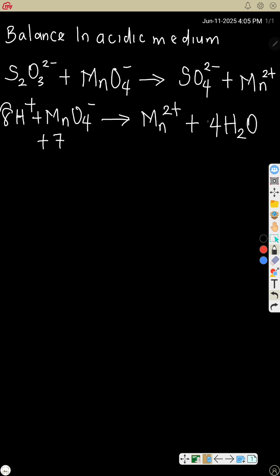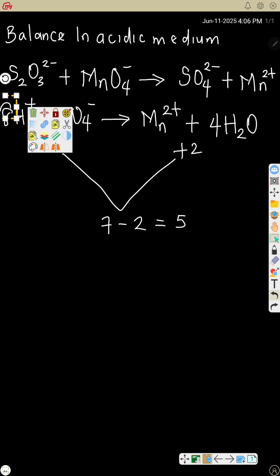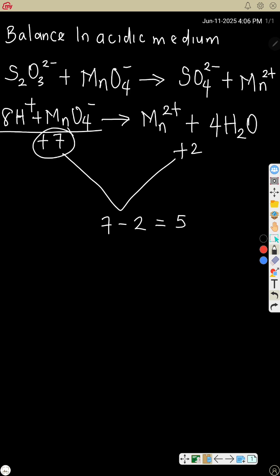So what is the total charge here? The total charge here is 2 plus 0, that's plus 2. So find the difference in the total charge. 7 minus 2 equals 5. Now add 5 electrons to the side that has the highest charge. This side has the highest charge, which is plus 7, so I'll add 5 electrons there.